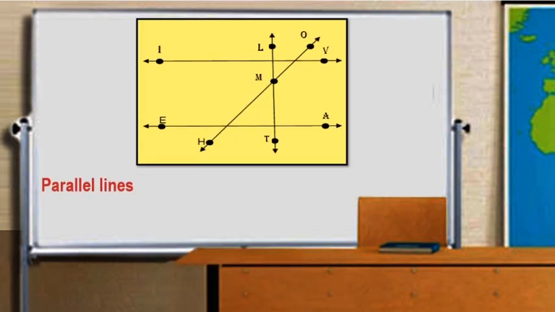What are the parallel lines in our given illustration? Correct! We have line IV and line EA as parallel lines. This is line IV and line EA. They are both in horizontal form. So, they do not intersect or meet. Therefore, they are parallel lines. Is there more? Correct, there are none.